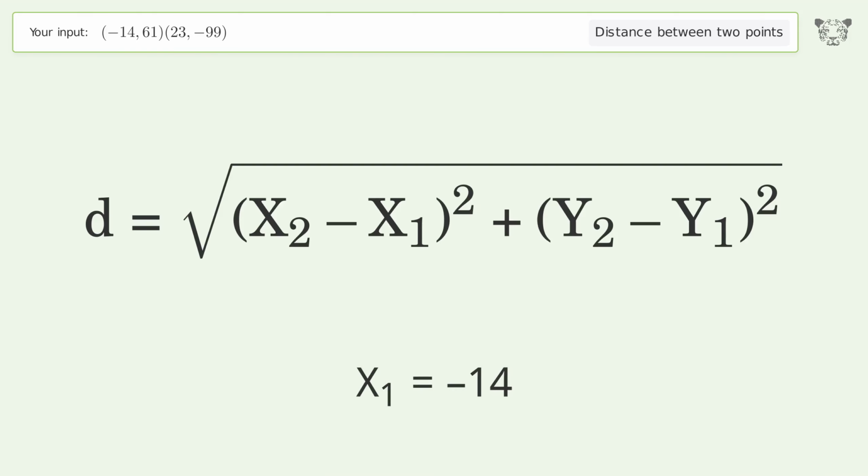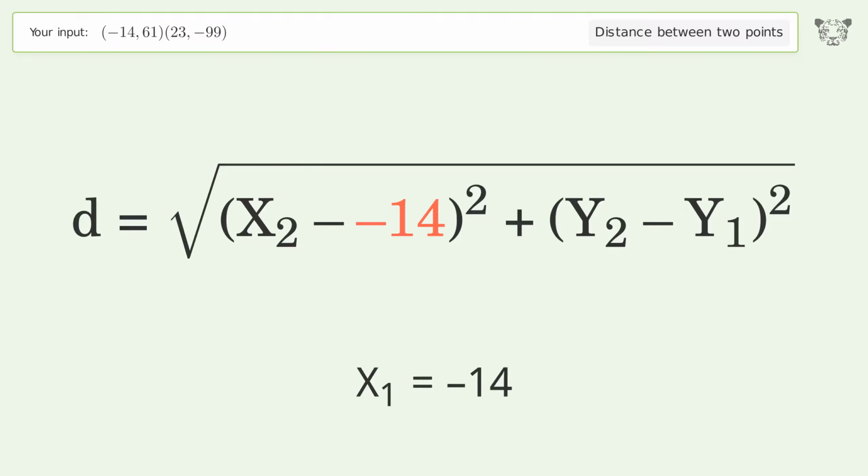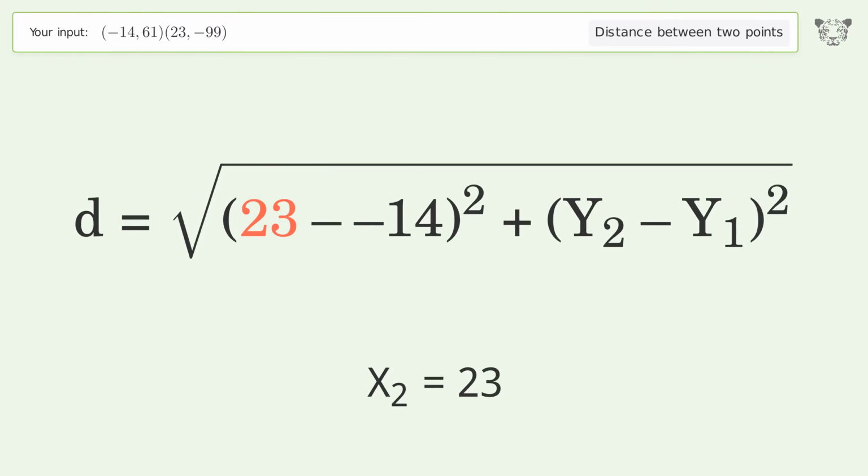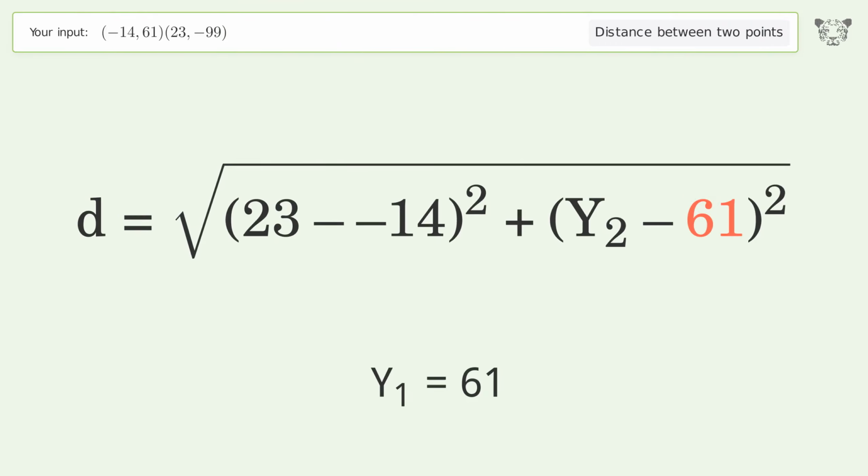x1 equals -14. x2 equals 23. y1 equals 61. y2 equals -99.